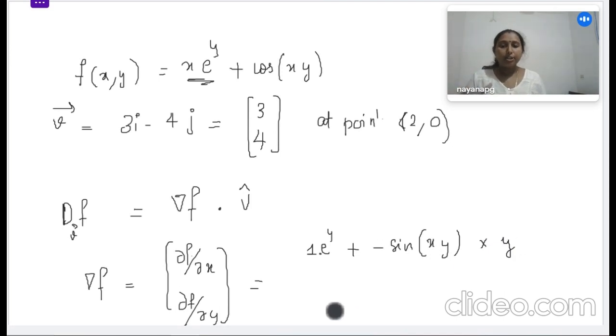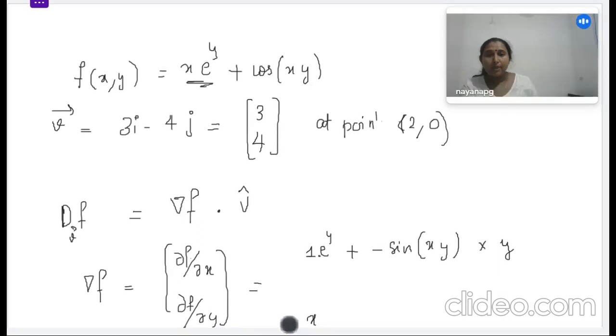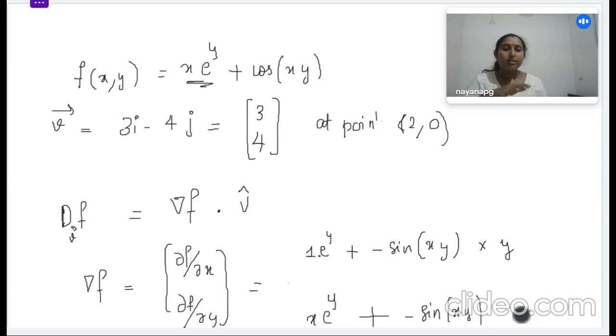And the partial derivative of f with respect to y, similarly: x e raised to y has to be differentiated. x is a constant here, so x times e raised to y, since the derivative of e raised to y is e raised to y itself, plus the derivative of cos, which is negative sine xy, times the derivative of xy with respect to y, which is x, because the derivative of y is 1 and x is constant.